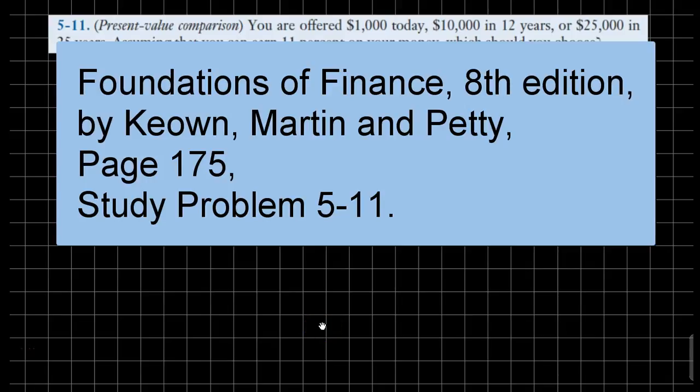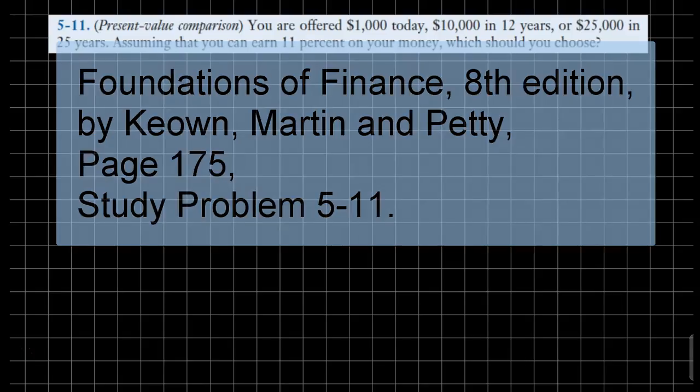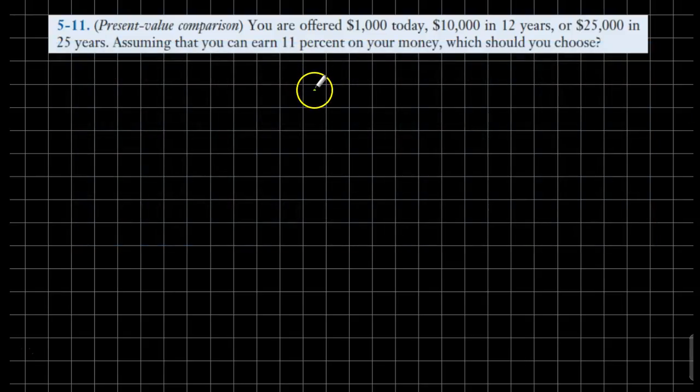We will go over study problem 5-11. So we are to analyze three different investments and basically compare those investments. Our very first offer is $1,000 today. The second offer is $10,000 in 12 years, and the final offer is $25,000 in 25 years.